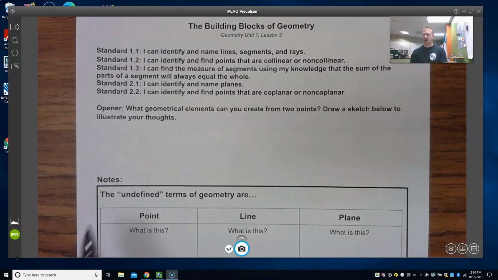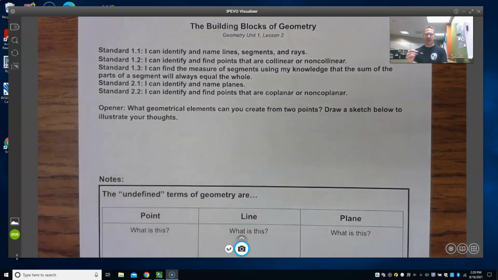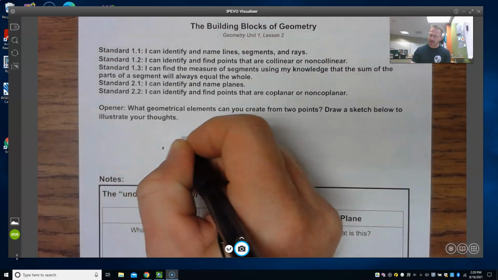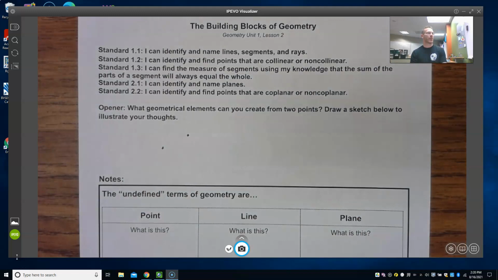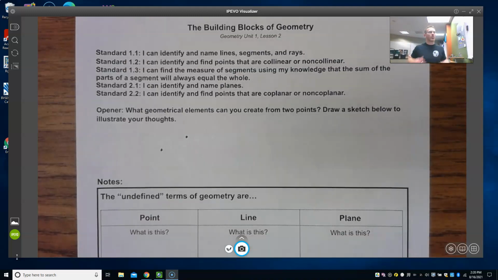But today, the opener is: what geometrical elements can you create from 2 points? If I just give you 2 points, whatever 2 points you want to label and call those, what can you create from 2 points? Typically with the opener, we'll pose this problem to you. We want you to pause the video, attempt the opener, and then flip the video back on to see how your thoughts compare with our thoughts as we go through it.